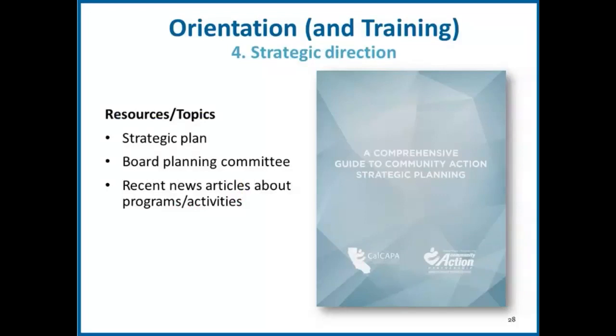For strategic direction, the fourth thing that you would want to make sure that you're orienting new board members on, of course, is a copy of your agency's strategic plan and an opportunity to discuss it, and that they know who sits on the board planning committee. The partnership has a guide to strategic planning that's helpful to include in that new board member orientation packet, just to provide that additional background on strategic planning and what strategic planning means in the community action context.